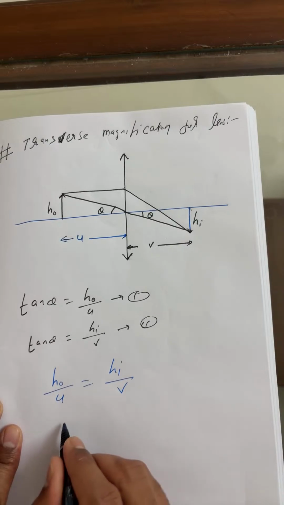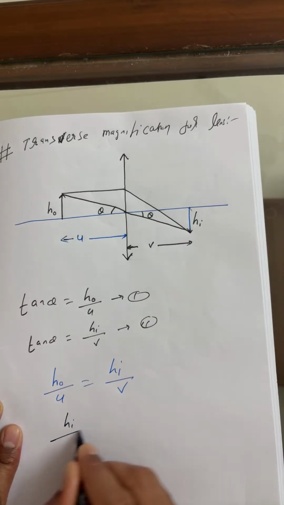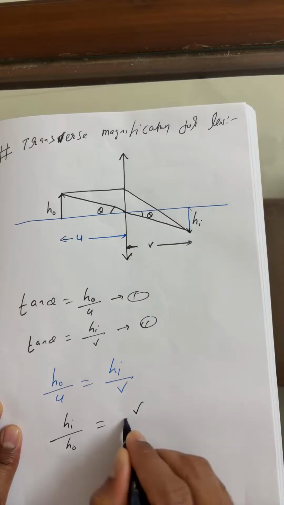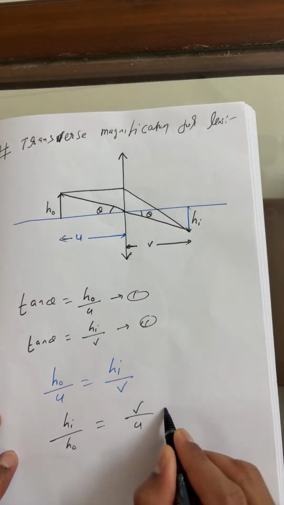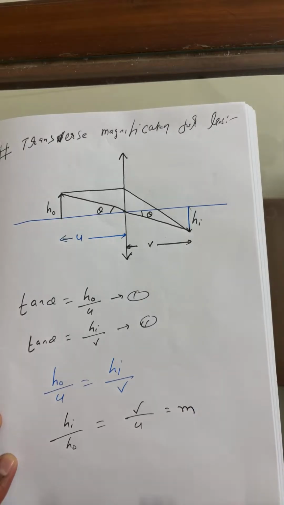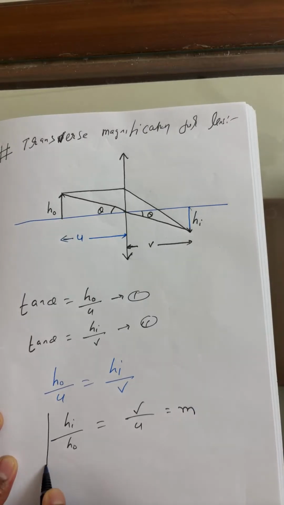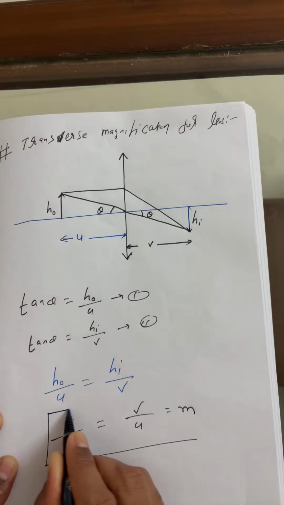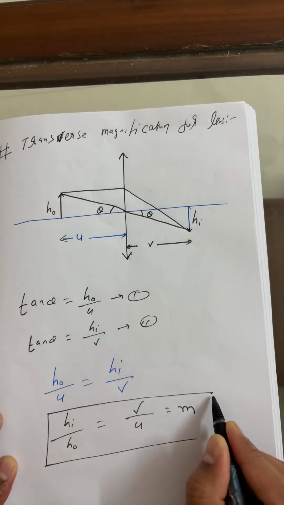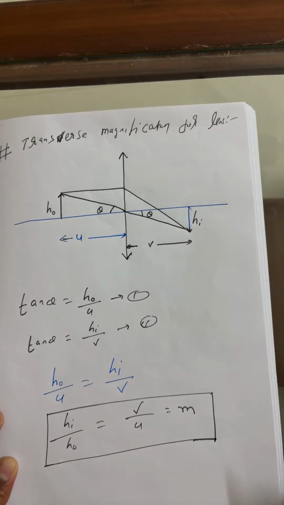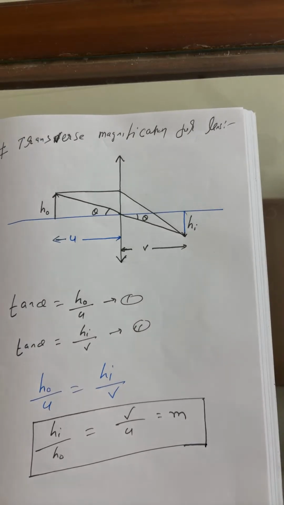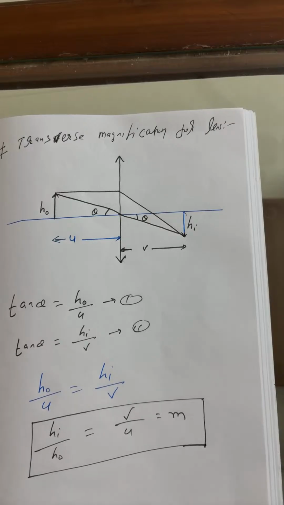So finally, here you can write HI by HO is V by U. It's nothing else, it's the magnification. I hope you remember, students, the magnification formula for a mirror. What we learned is that magnification is negative, minus V by U. But here it's a plus V by U, it's a plus V by U.